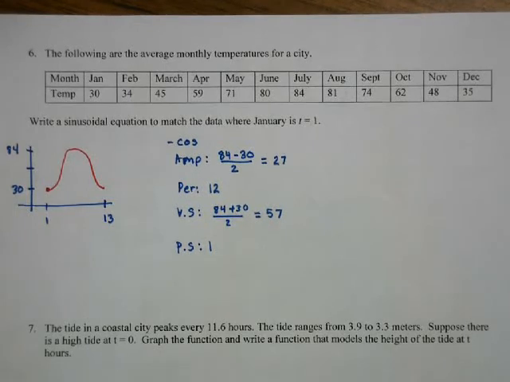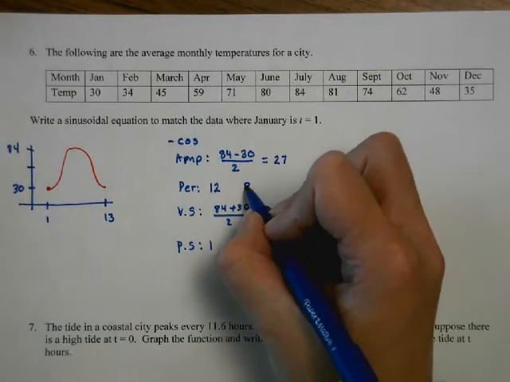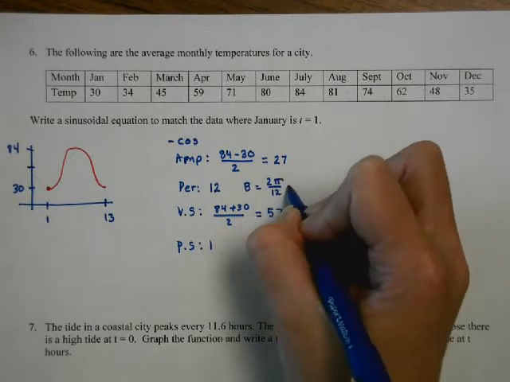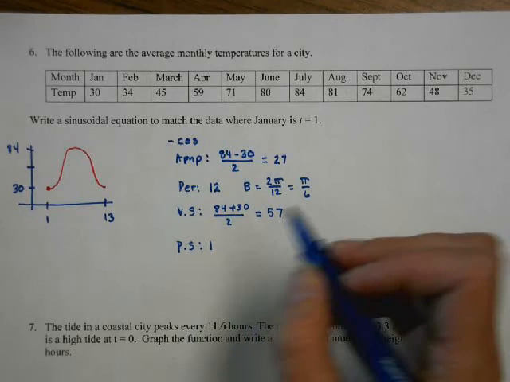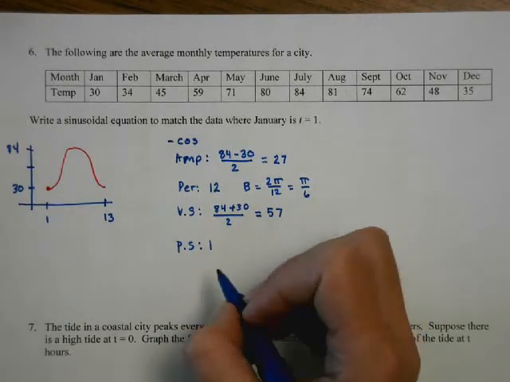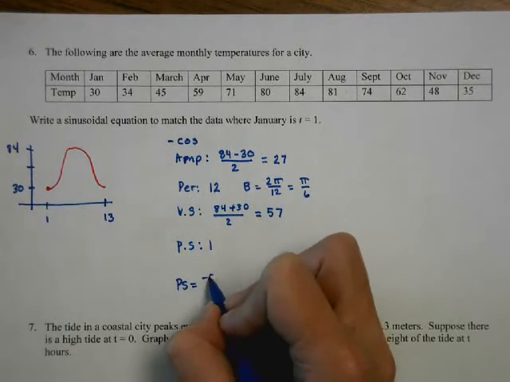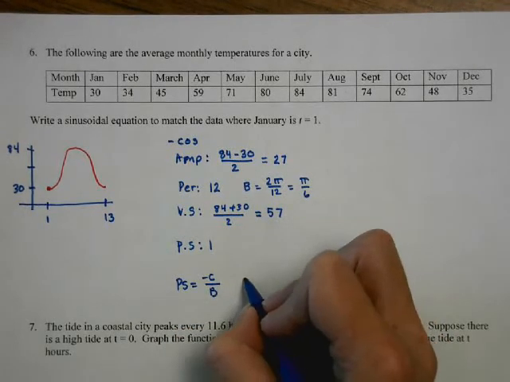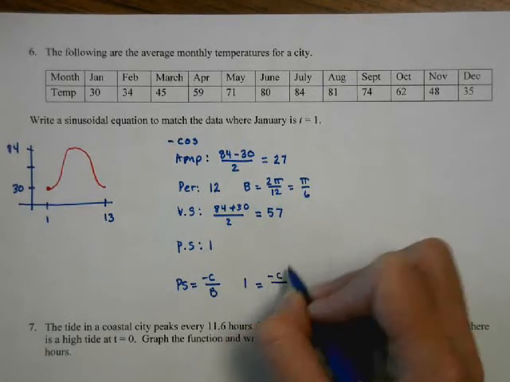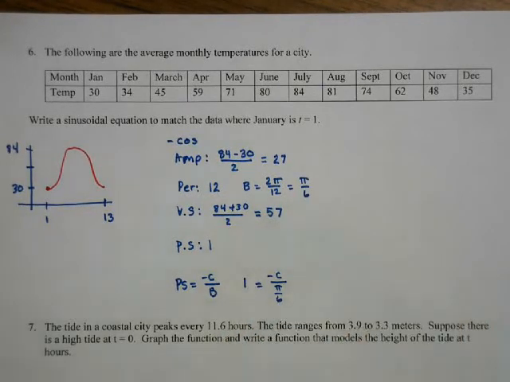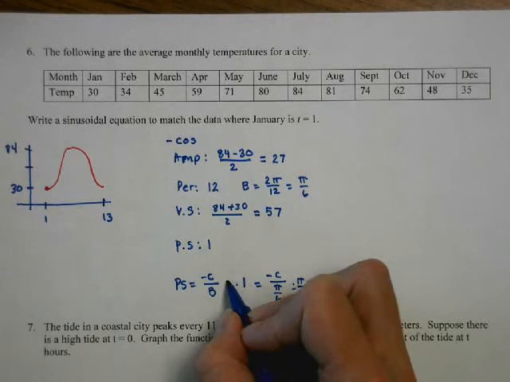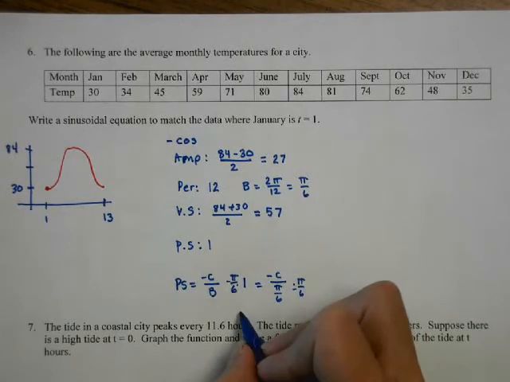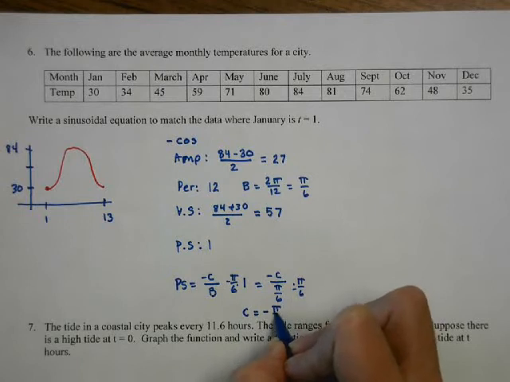Okay. So my period is 12, so my B is going to be 2 pi over 12, which is pi over 6. We have a phase shift of 1. We haven't done a phase shift yet. But our phase shift formula, remember phase shift equals negative C over B. So in this case, my phase shift is equal to negative C over pi over 6. So I'm going to multiply both sides of this equation by negative pi over 6. So I get that my C is equal to negative pi over 6.